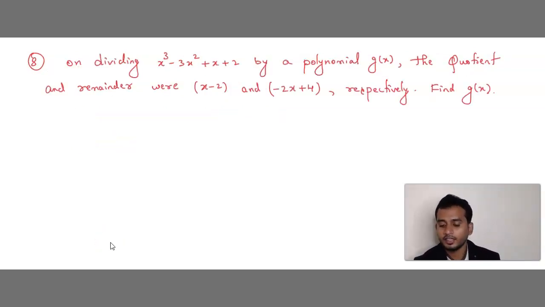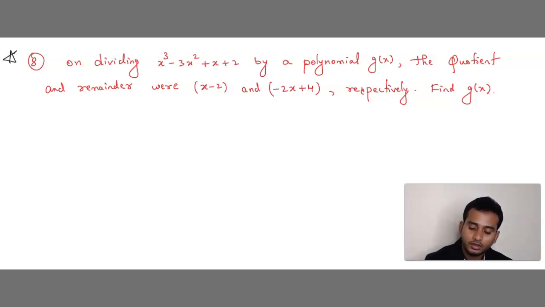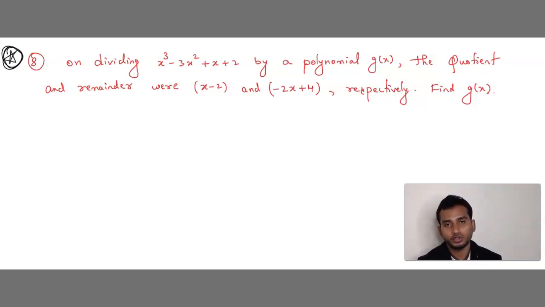On dividing x cube minus 3x square plus x plus 2 by a polynomial g of x, the quotient and remainder were x minus 2 and minus 2x plus 4 respectively. Find g of x. Children, believe me, this question is one of the very important questions. Please do not miss this question. It is very important for your board exam, and most probably this question can be expected for 3 marks. So be careful. Okay. So let's start solving this problem.